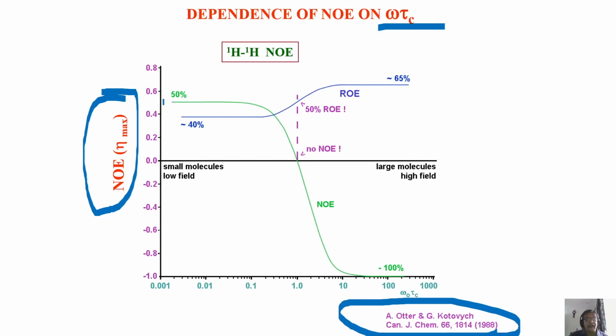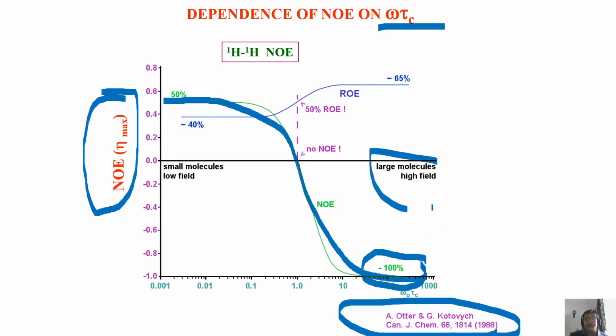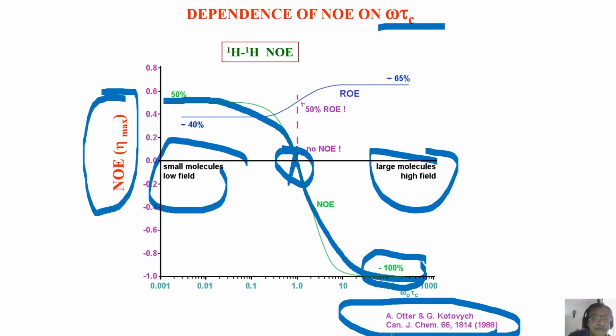For small molecules, it goes like this, and here it becomes larger. This side is a large molecule, this side is a small molecule, and exactly at this place, it will cross our point, NOE is 0. That is the place where omega tau c is close to 1.12, I'm sorry, 1.12. And NOE is 0 there. That is the situation, no NOE. And in the small molecule case, 0.5 positive intensity, and negative intensity of 100% here.